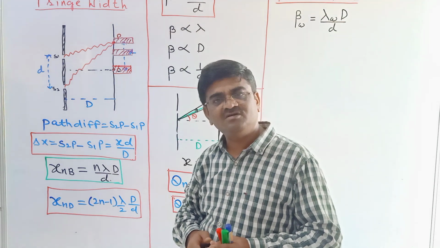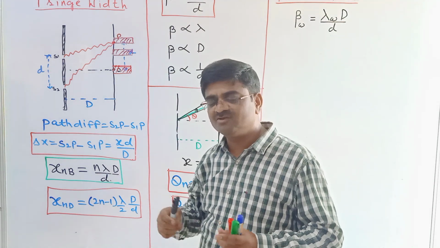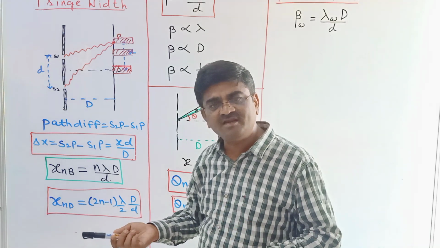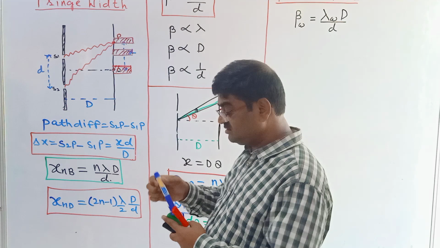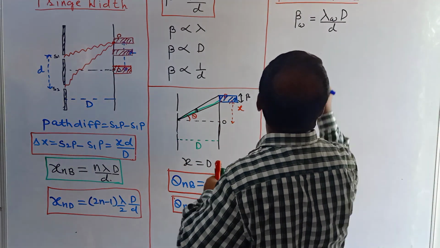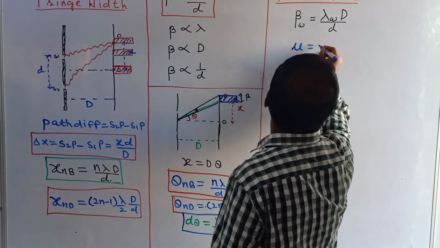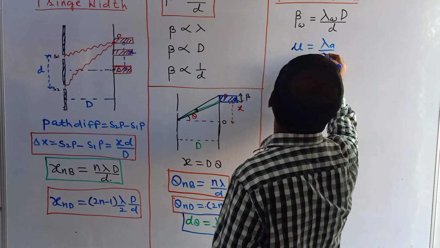We have the wavelength of light in air and the wavelength of light in any other medium related by one simple relation, which is mu equal to lambda A by lambda.